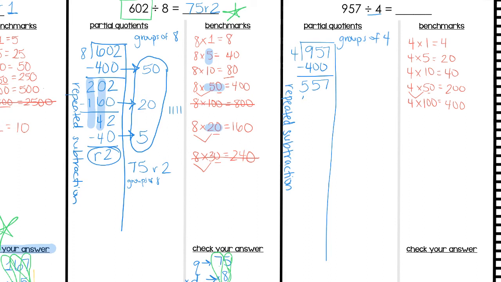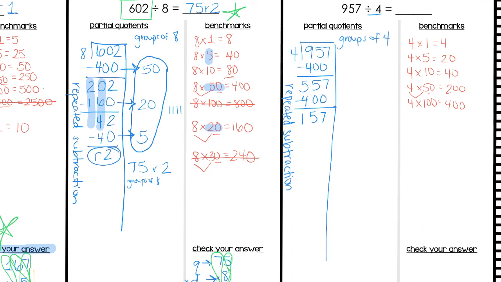We can take away 400 again. 7 minus 0 is 7. 5 minus 0 is 5. 5 minus 4, we have 1 left. Now we have 157. That's too big for 200, but 40 is way too small. We're going to be subtracting forever.